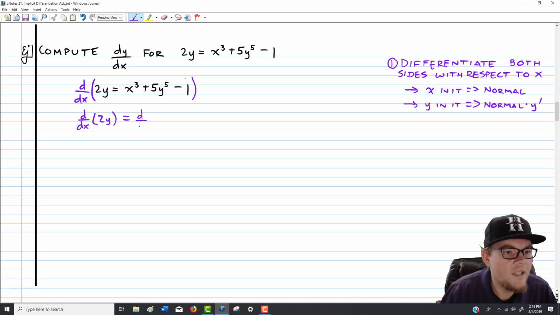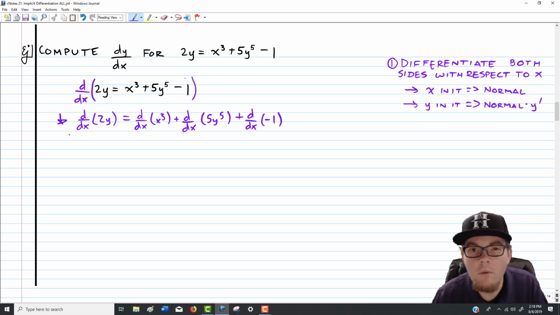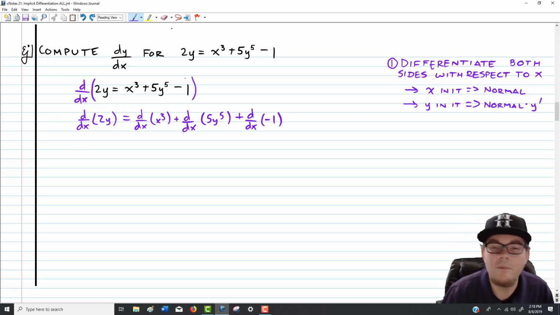On the right, I'll have d/dx of x cubed plus d/dx of 5y to the fifth, and then plus d/dx of negative 1. Now again, I think this will be one of those steps that you probably won't do when you're doing this yourself, but I'm trying to be explicit here, especially in my absence. So in looking at our expressions, again, doing the easy ones first, the derivative with respect to x of x cubed is just 3x squared, and the derivative with respect to x of a constant like negative 1 is 0.